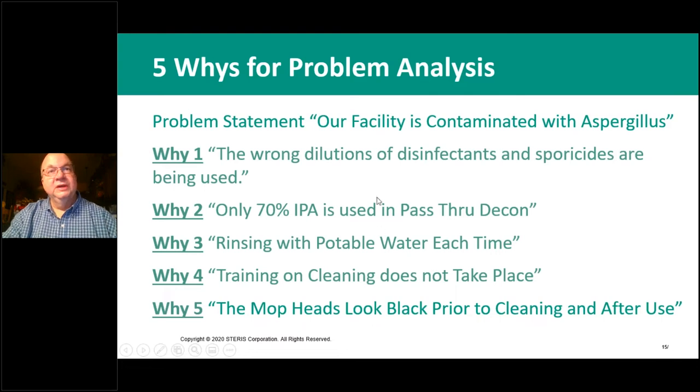Another thing is to look at doing the 5 whys. The way you would do that is you come up with a problem statement. So, our facility has now been contaminated with Aspergillus. And then you pivot through all these whys. So for example, that ATMP cell and gene therapy facility, I put it into the five whys here.